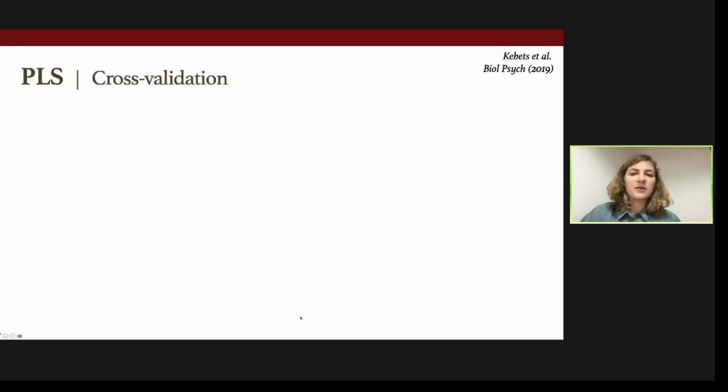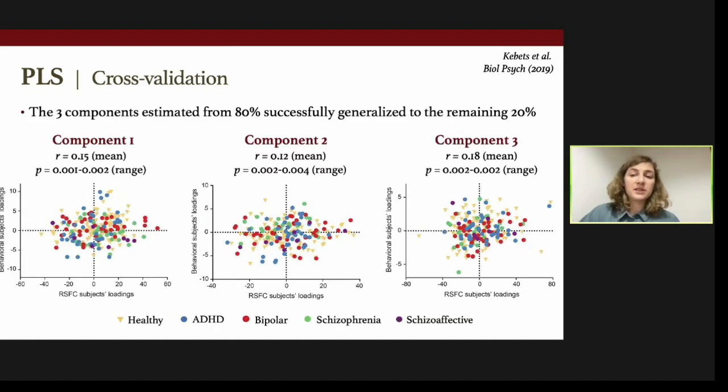Finally, we used five-fold cross-validation to test the generalizability of our model. And we found that the three components were still significant, although the correlations were much lower.